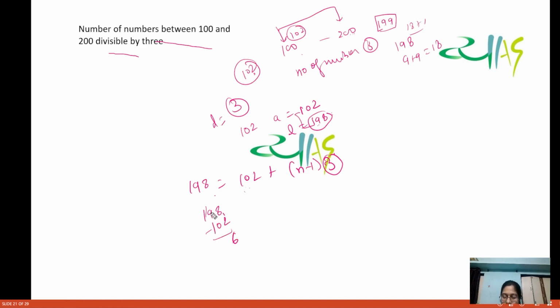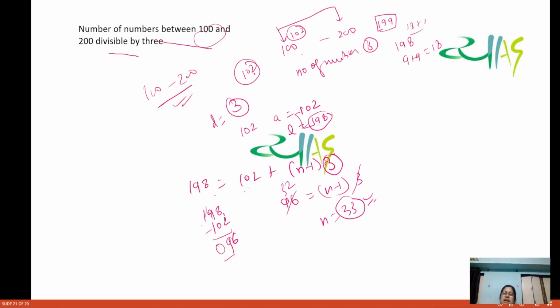You get 6 here, this will be 9 itself, 96 here, this will be 0. So 96 is equal to n minus 1 into 3. Now this is 32, so n is equal to 33. So you will have 33 terms between 100 and 200 that are divisible by 3.